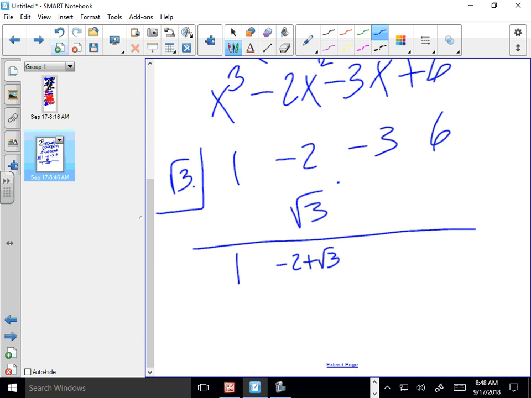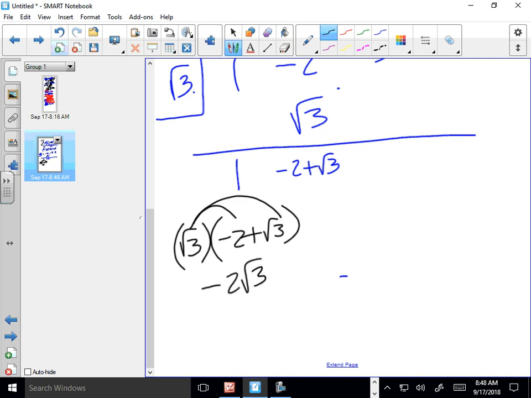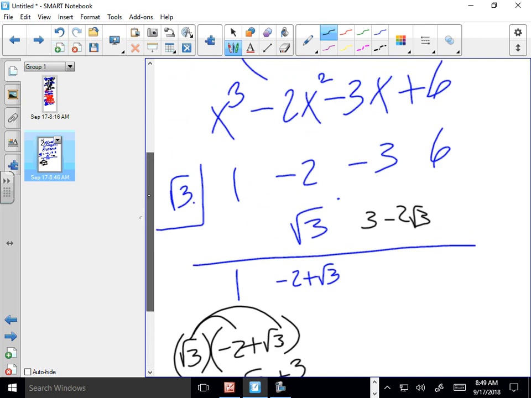All right, well, let's think about that. What's going to happen when we do root 3 times this? Root 3 times negative 2 plus root 3, and I multiply, and I multiply, and I get negative 2 root 3, and root 3 times root 3 is root 9, and the square root of 9 is 3. And so when I multiply this times these and put the result up here, what I'm going to write is 3 minus 2 root 3, which makes people very uncomfortable usually.